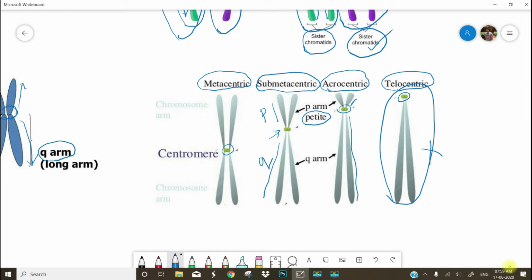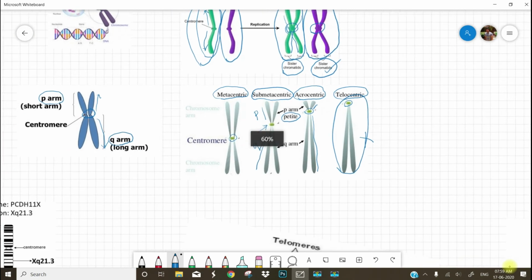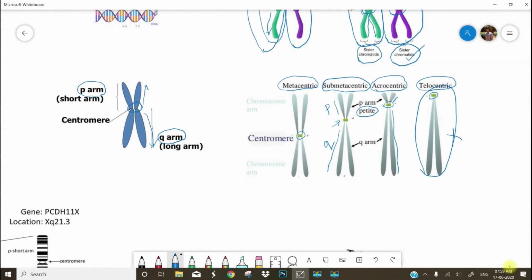So I hope the classification of chromosomes based on the position of the centromere is clear to you. One is the metacentric chromosome, another is the submetacentric chromosome, the third is the acrocentric chromosome, and the fourth is an extreme condition known as the telocentric chromosome. And there is a point to remember. The extreme tip of the chromatids, see this position, is known as telomeres.